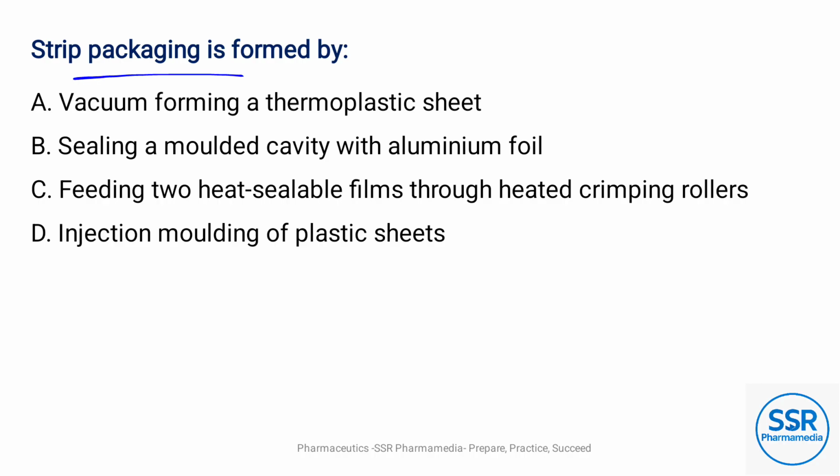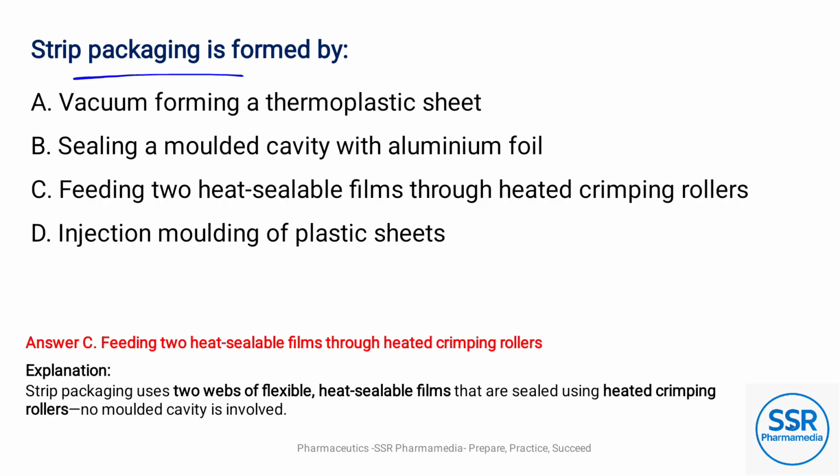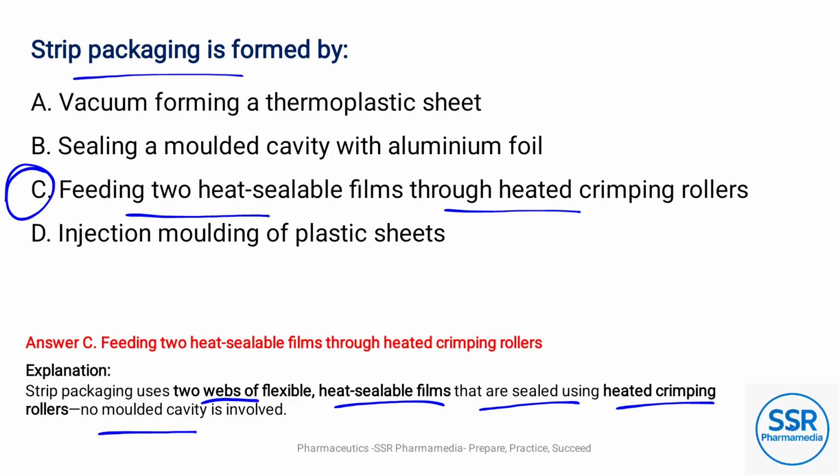Strip packaging is formed by, option C, feeding two heat sealable films through heated crimping roller. So the answer is option C. Strip packaging uses two webs of flexible heat sealable film that are sealed using heated crimping roller. So no molded cavity is involved.